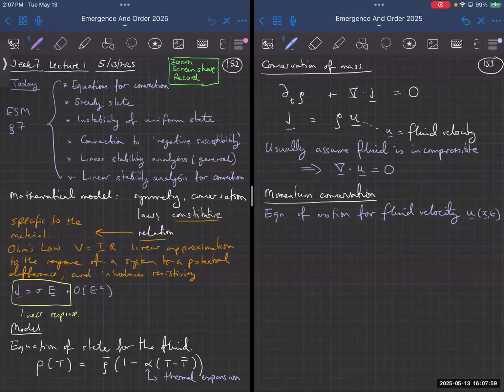The fluid is moving with some velocity u as a function of space and time. And the way we're going to write down that conservation law is we're just going to say that the acceleration is equal to the force divided by the mass. That's the usual Newton's law. So we're going to apply that to a little fluid parcel, a small volume of fluid.